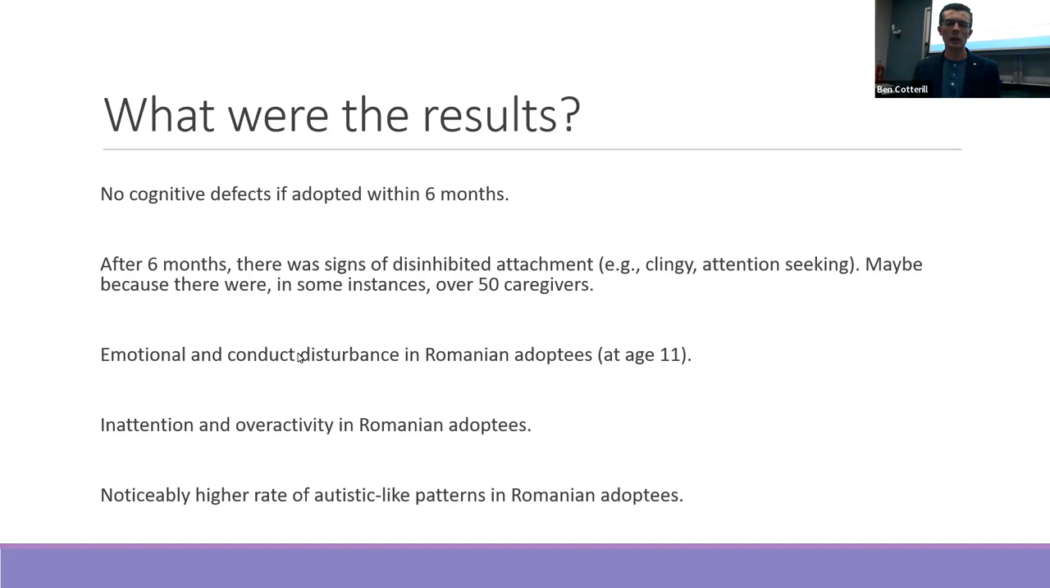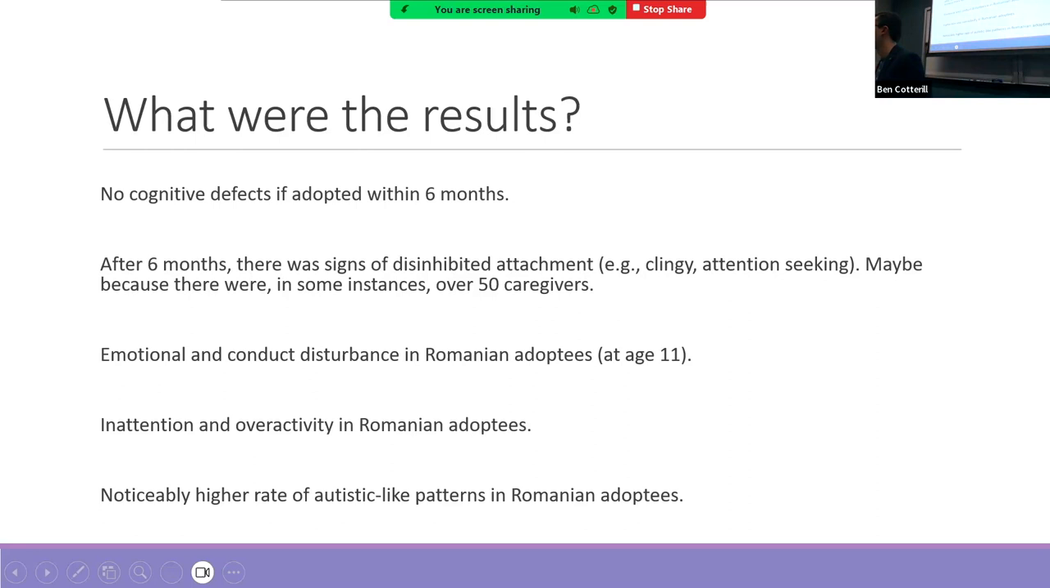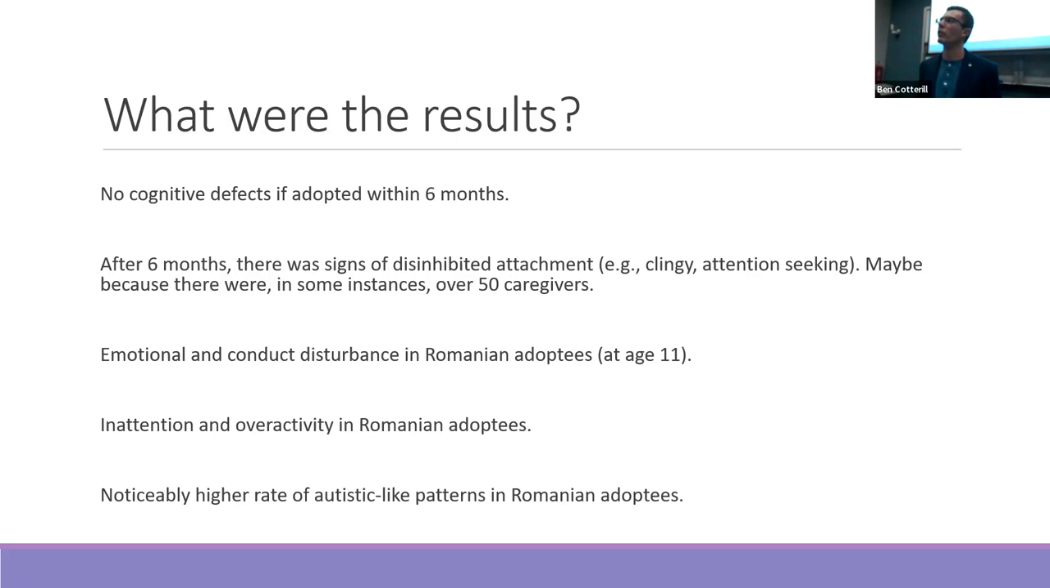At age 11, there was emotional and conduct disturbance in all of the Romanian adoptees, signs of ADHD, inattention, hyperactivity, and higher rates of autistic-like patterns also in the Romanian adoptees. I don't have time right now, but I have a small documentary, about 10 minutes, that gives an example of actual real cases from the Romanian orphanages that I'm talking about. But I'll wait until next time to share that with you.